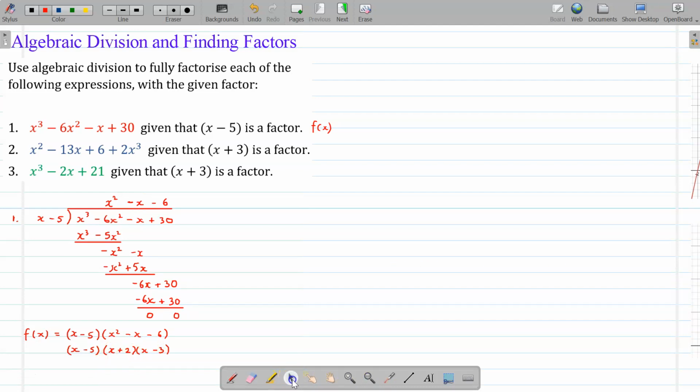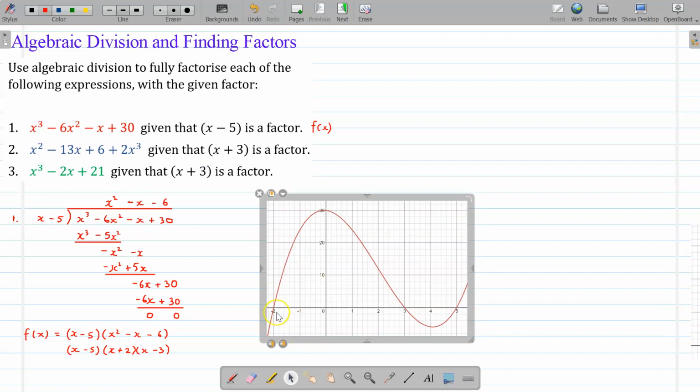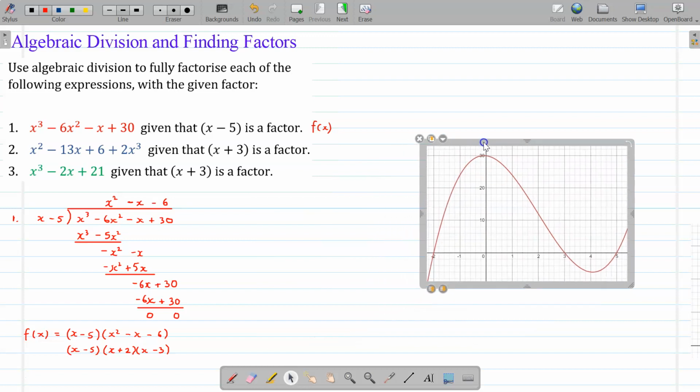And over here, I've done the graph for that function. And there it is. And you can see that the three places where the cubic graph crosses the x-axis are when x is minus 2, causing this bracket to be 0, or 3, causing this bracket to be 0, or 5, causing this bracket to be 0. Okay, so that's one of the main uses of factorizing expressions.